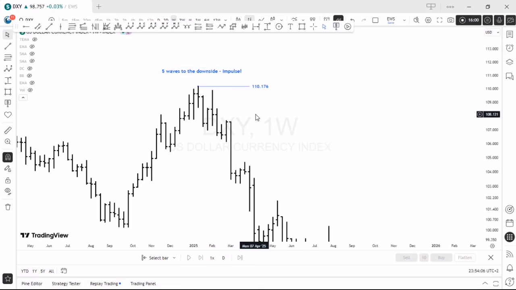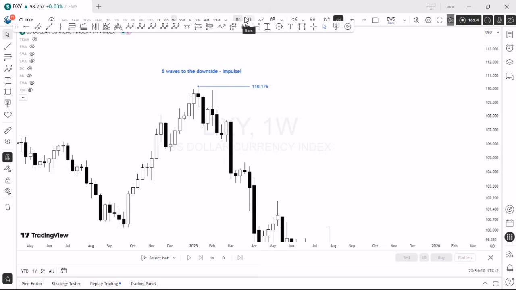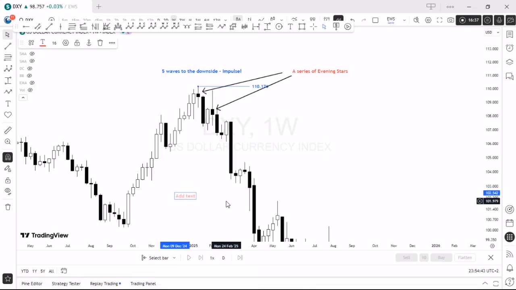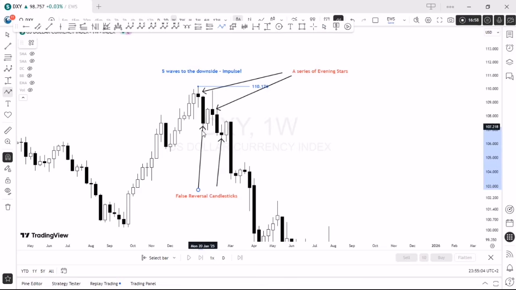So again, if you look at that highlighted part, 5 waves to the downside, but on the line chart, the count is not really easy to decipher. Another important part about it. So I concluded that is the high, 110.176, given that we could see 5 waves to the downside after all the evidence that we saw. Also, we see a series of evening stars right there. That's the first one with that arrow, and then another one which I already spoke of.